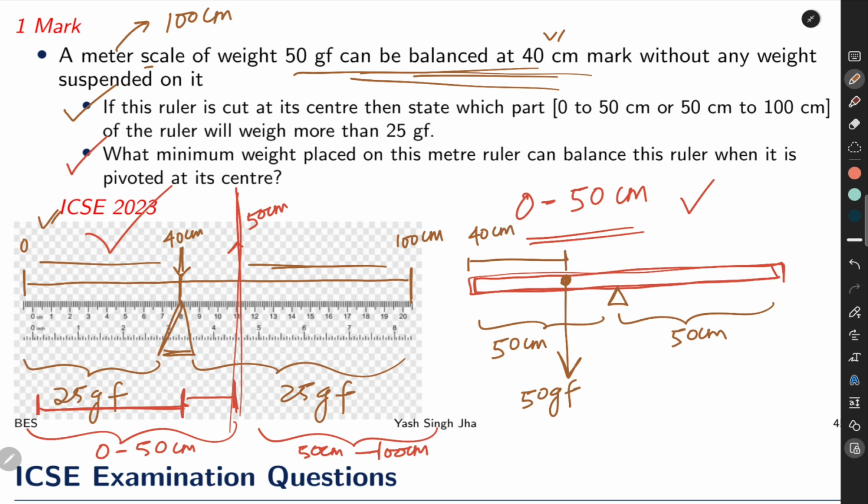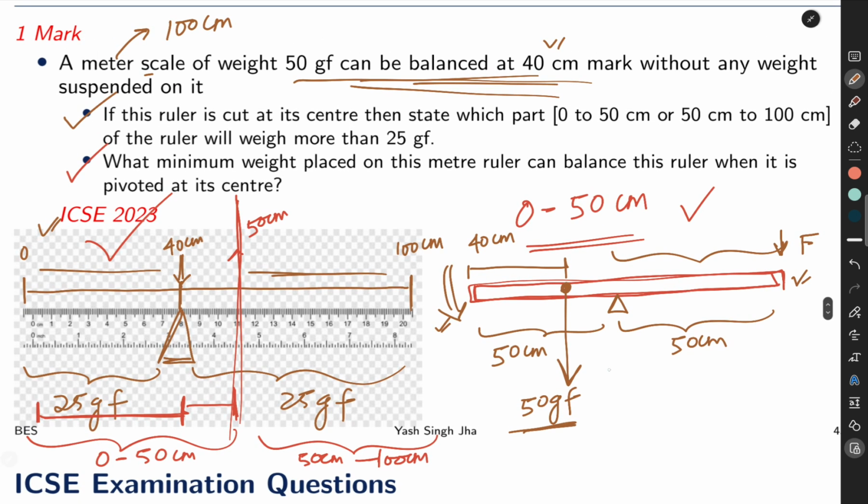Now they are saying minimum weight placed on this meter ruler. The tendency of this ruler is to turn anti-clockwise because of the weight. Minimum force applied would be here, downwards. Let's say the force is F. Why minimum? Because here the distance is maximum, 50 centimeters, either at this end or at this end. Apply it as far away from the pivot as possible. So F minimum, we want to balance the torques.